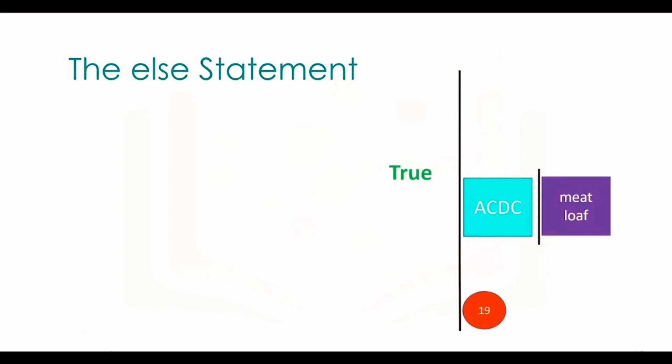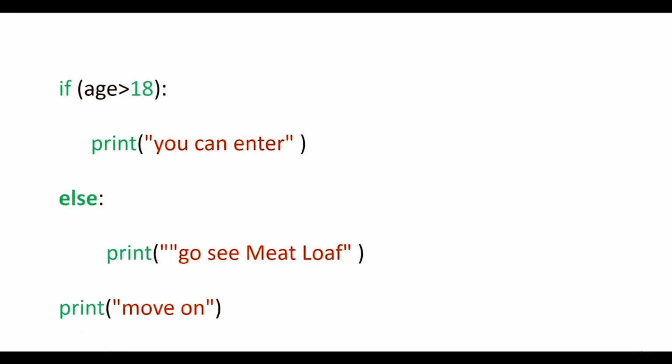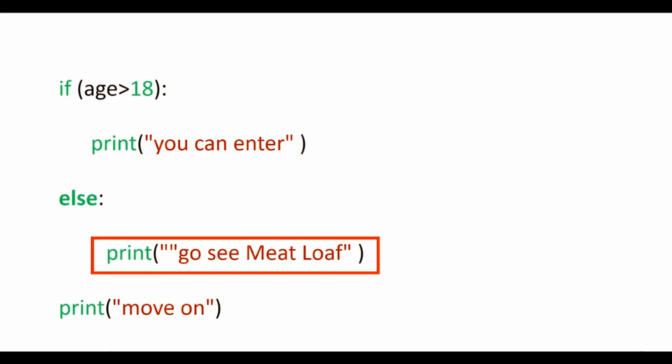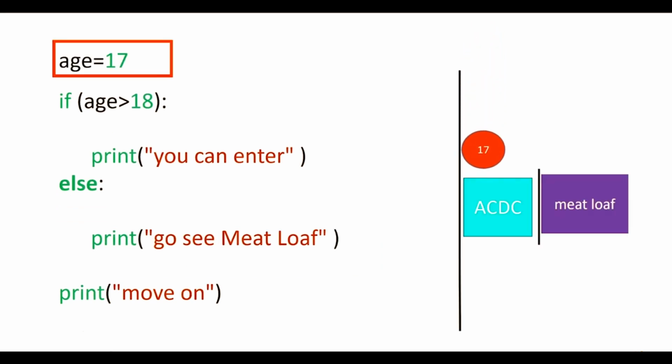Then they can move on as before. The syntax of the else statement is similar. We simply append the statement else. We then add the expression we would like to execute with an indent. For the case where the age is 17, we set the value of the variable age to 17.